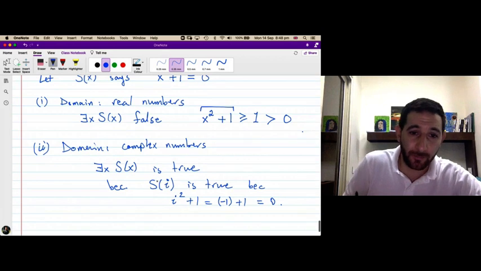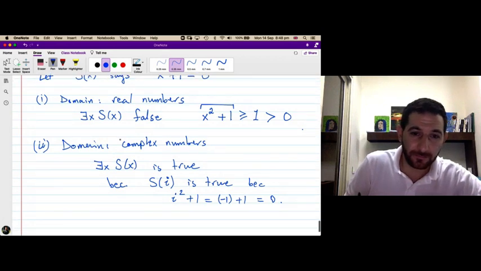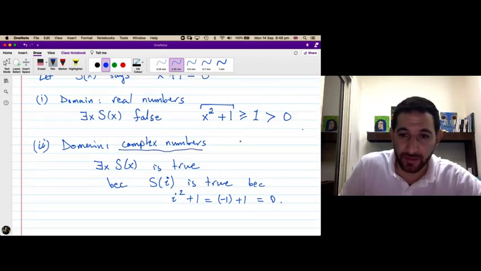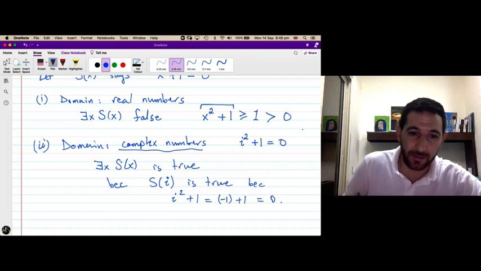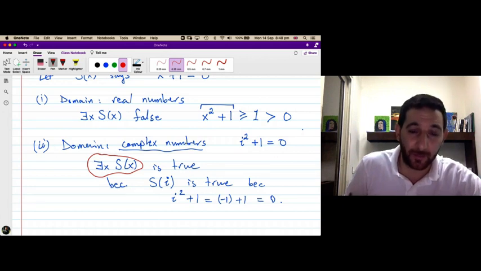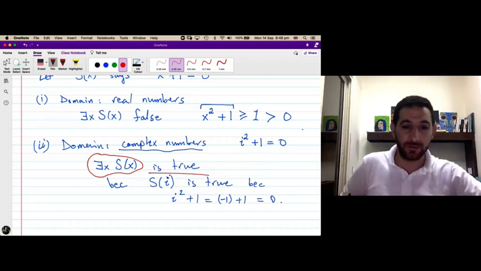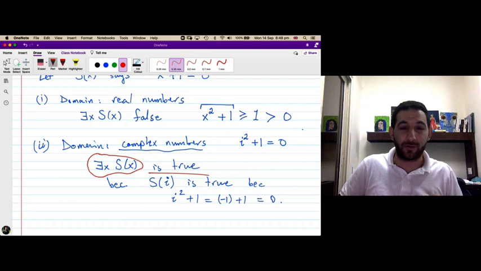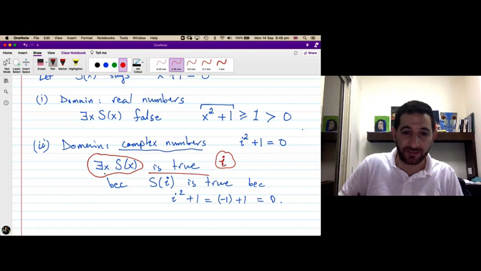So in the complex numbers, we can find a number that we square and then add 1, and we get 0. This means that the statement there exists x, S of x, in the complex numbers, is true, because there is an element in the complex numbers which satisfies the property S, namely i. i is the witness of this sentence.